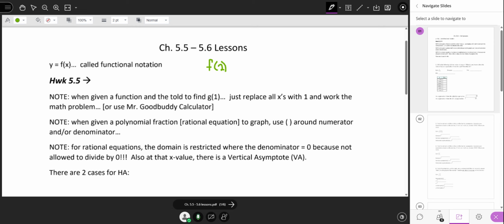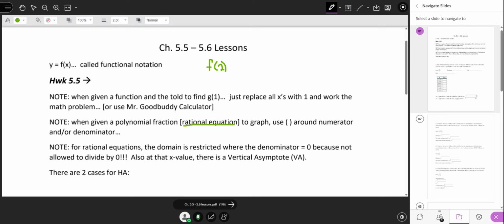Now, when given a polynomial fraction, which is also called a rational equation, to graph, when you're using your calculator, use parentheses around the numerator and around the denominator if there's more than one item in either one. When you're using Desmos, you can also just use the fraction key, which is with the question mark key. It's the /.